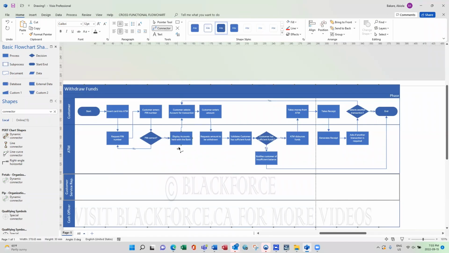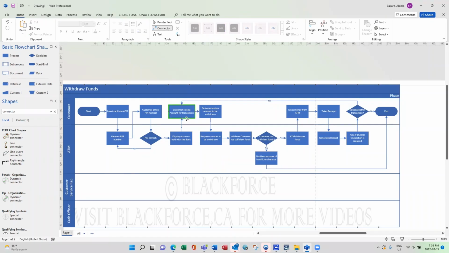Okay, so let's continue here. ATM displays accounts held with the bank. Customer selects account for transaction. Customer enters amount to be withdrawn. Oh, why do we have request amount to be withdrawn here for the bank?